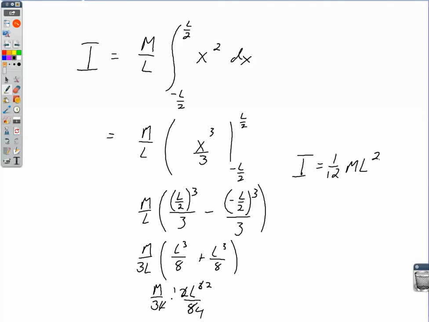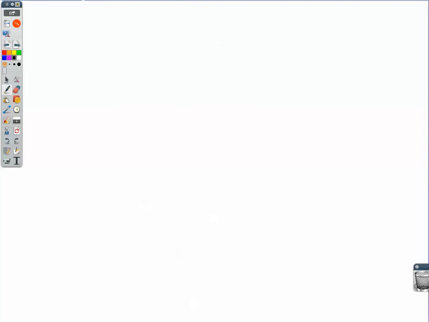And you can confirm that with the chart in your textbook, the table in your textbook that tells you what the rotational inertia is for a thin rod rotated about its center. 1/12 ml squared. All right. So this is something that you need to be able to do on the AP test, whatever axis they give you. So let's take a look at another example.